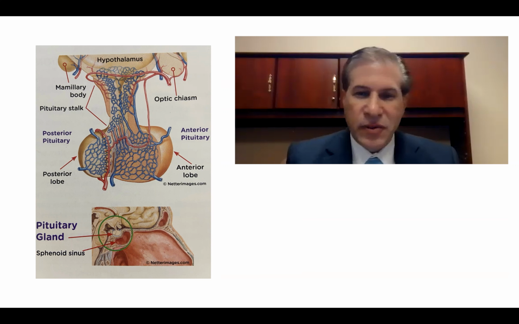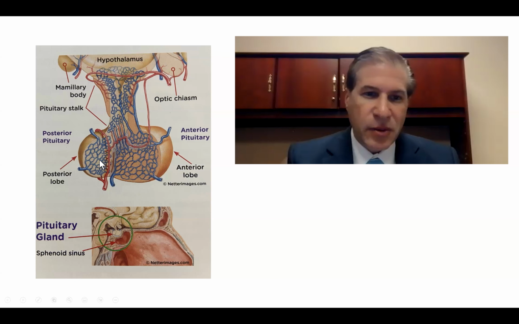The anterior lobe produces various hormones that include adrenocorticotropic hormone that stimulates the adrenal glands to produce cortisol, thyroid stimulating hormone that stimulates the thyroid glands to produce thyroid hormones, follicle stimulating hormone and luteinizing hormone that are important in fertility, growth hormone that's important for growth, prolactin that's important for lactation.